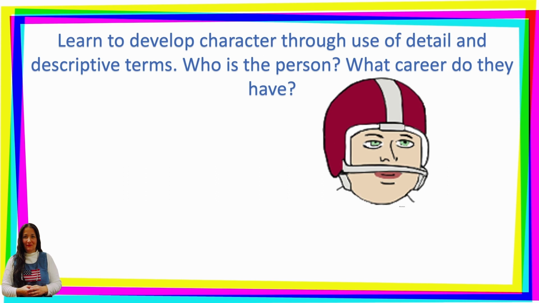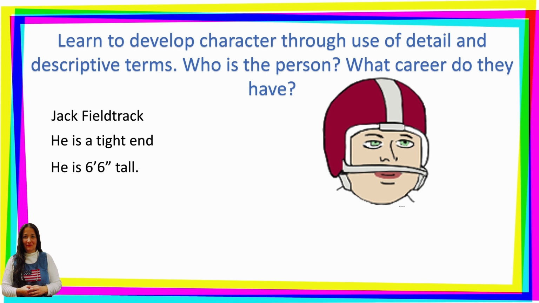Learn to develop character through use of detail and descriptive terms. Who is this person? What career do they have? Jack Fieldtrack. That's his name. He is a tight end. He is 6 feet 6 inches tall. He is 266 pounds. And our sentence would go like this, from what we know of him.